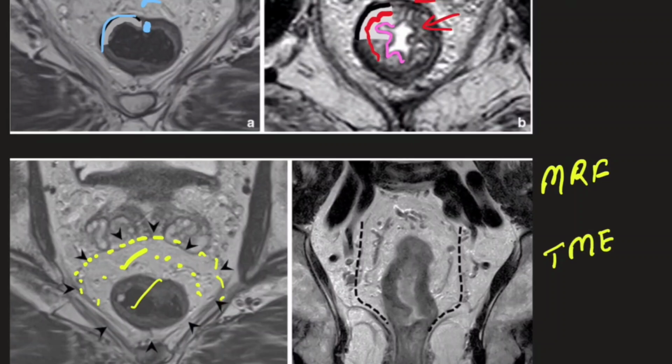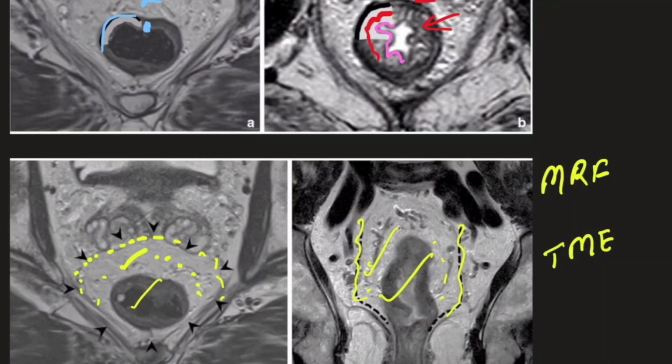What is TME? TME is actually the standard surgical treatment for appropriate cases of C rectum, where the surgeon removes the entire mesorectal compartment, including the rectum, the adjoining mesorectal fat, and the perirectal lymph nodes along this mesorectal fascia.